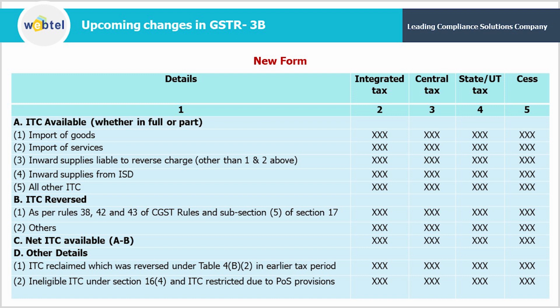Now our net ITC available will be calculated in table 4C as per the formula, that is 4A minus 4B1 plus 4B2, and the same will be credited to the electronic credit ledger of the registered person. Now ITC not available on account of limitation of time period, that is section 16(4), or where the recipient of interstate supply is located in a different state other than the place of supply, may be reported by the registered person in 4D2, as you can see from the heading also.